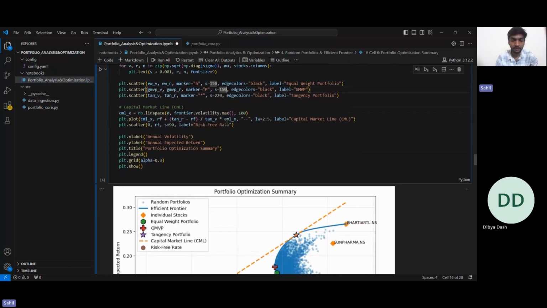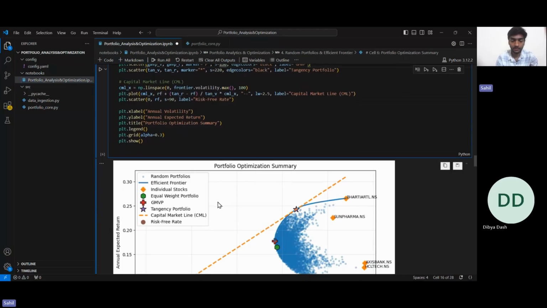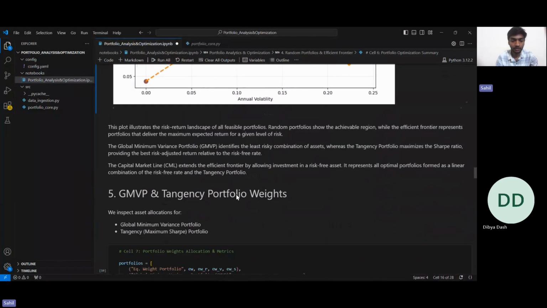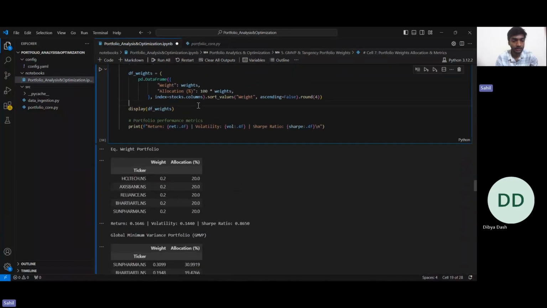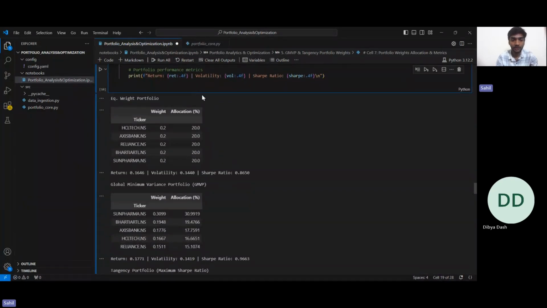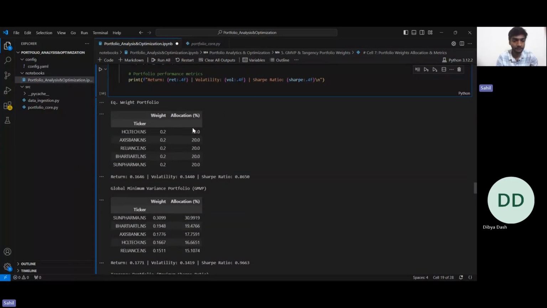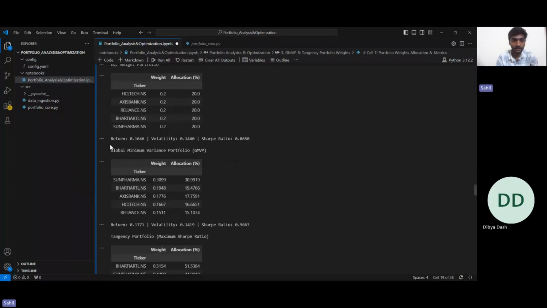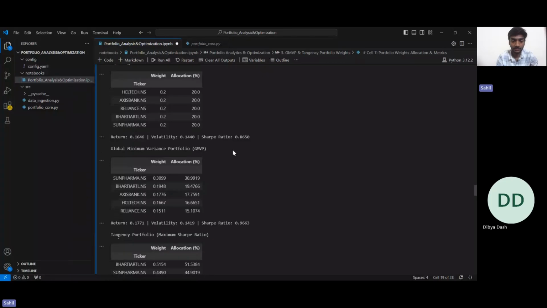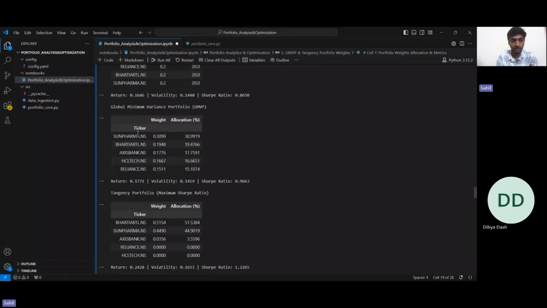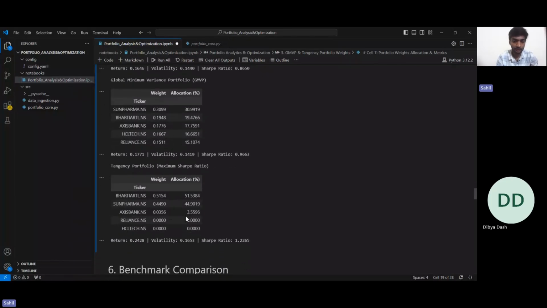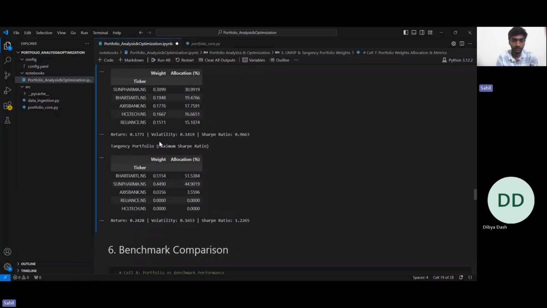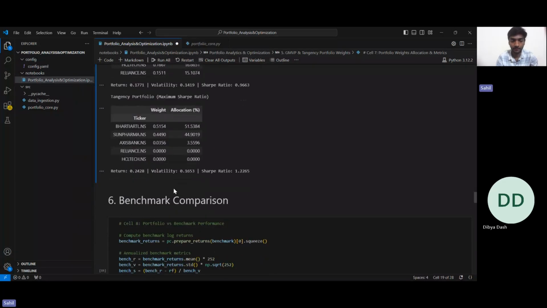Next, we see the portfolio optimization summary plot, which is already discussed from the slide. Move to the next. And here we see the weight allocation for every portfolio. So for the equal weight portfolio, we can see the return, volatility, and Sharpe ratio mentioned, and the same for the global minimum variance portfolio and the tangency portfolio. The weight allocation and the return, volatility, and Sharpe ratios are there.